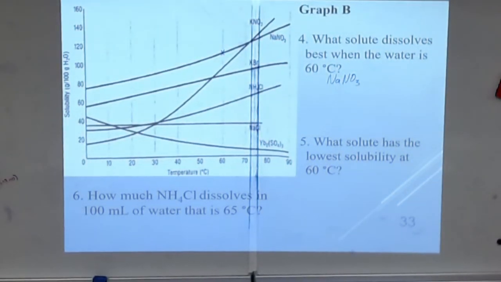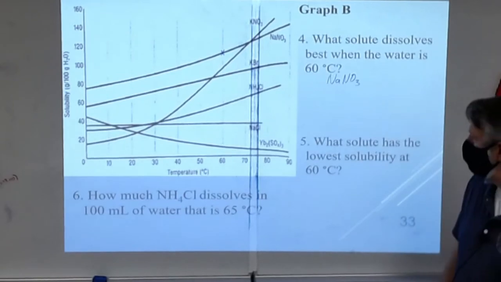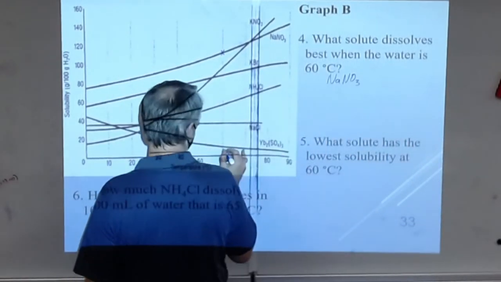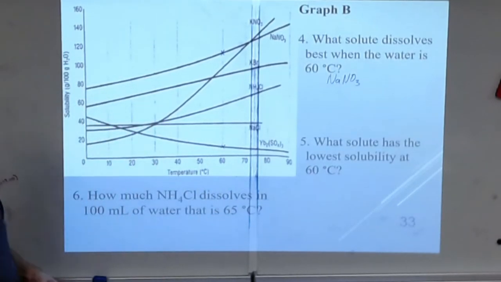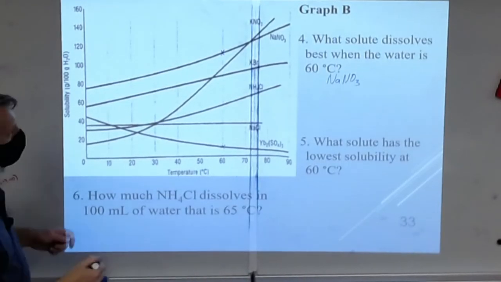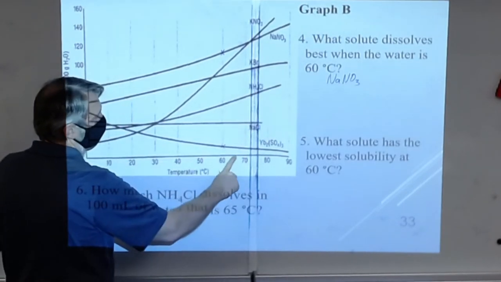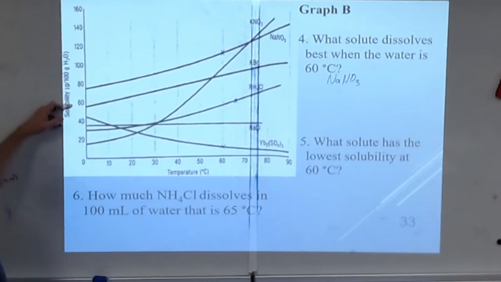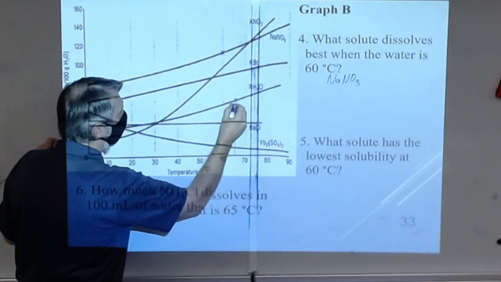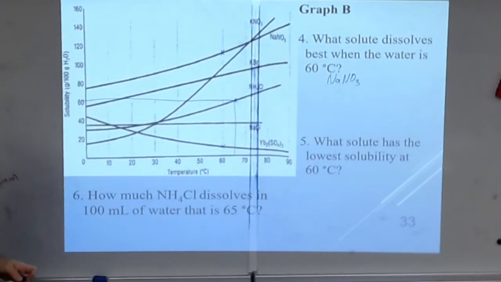All right, here we go. So what solute has the lowest solubility at 60 degrees? Yeah, rubidium sulfate. Okay. How much ammonium chloride dissolves in 100 milliliters of water at 65 degrees? So this is the one where I would find ammonium chloride, which is here, and 65, which is here. And we mark that, and we come across, I don't know what that's at, 55, 60, something like that. Y'all see how that works? Maybe we'll call it 60. Me and my super straight lines. Everybody cool with that?